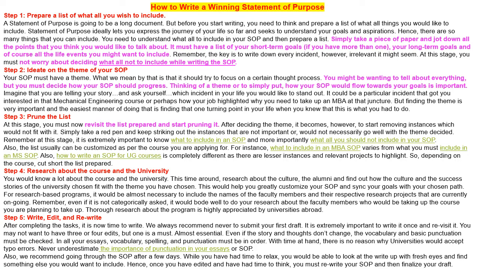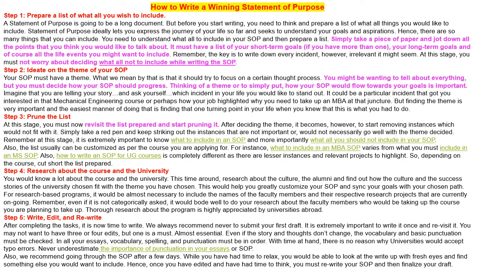Also, the list usually can be customized as per the course you are applying for. For instance, what to include in an MBA SOP varies from what you must include in an MS SOP. Also, how to write an SOP for UG courses is completely different, as there are fewer instances and relevant projects to highlight. So, depending on the course, cut short the list prepared.